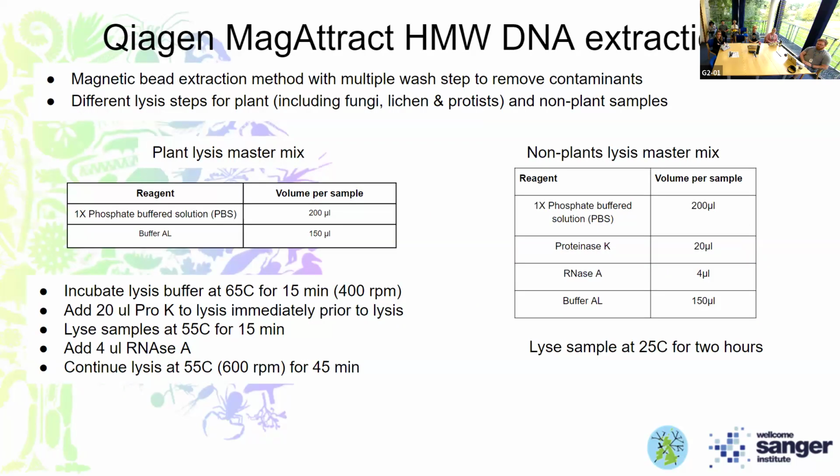With our high molecular weight DNA extractions, we use the QIAGEN MagAttract kit routinely for all of our samples that come through the lab. This is a magnetic bead extraction method with multiple wash steps that removes contaminants from our DNA. We've split our MagAttract extractions into roughly 2 protocols. We have our plant protocol, which includes our fungi, lichen, and protists, and then we have our non-plant samples.